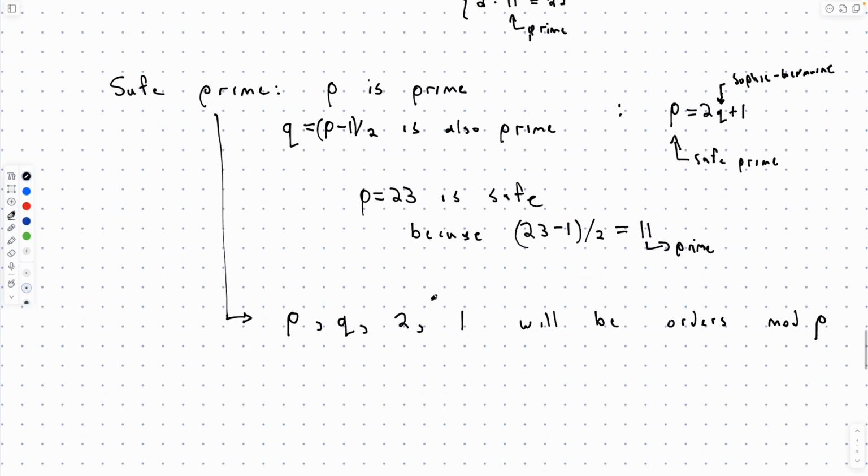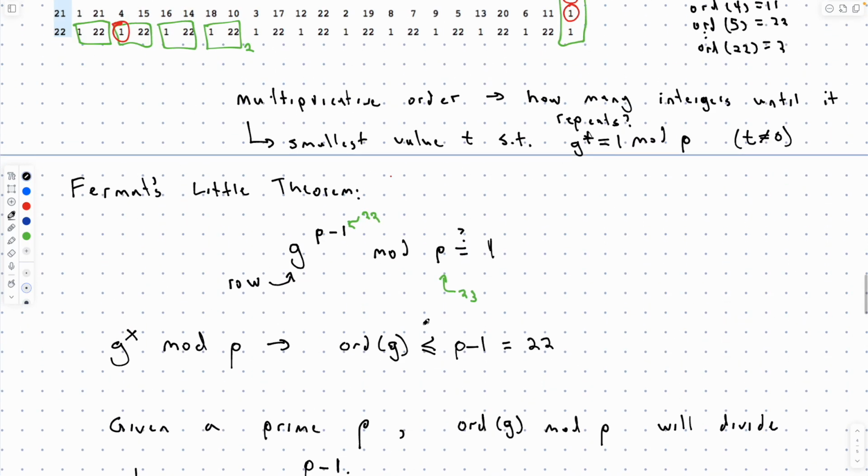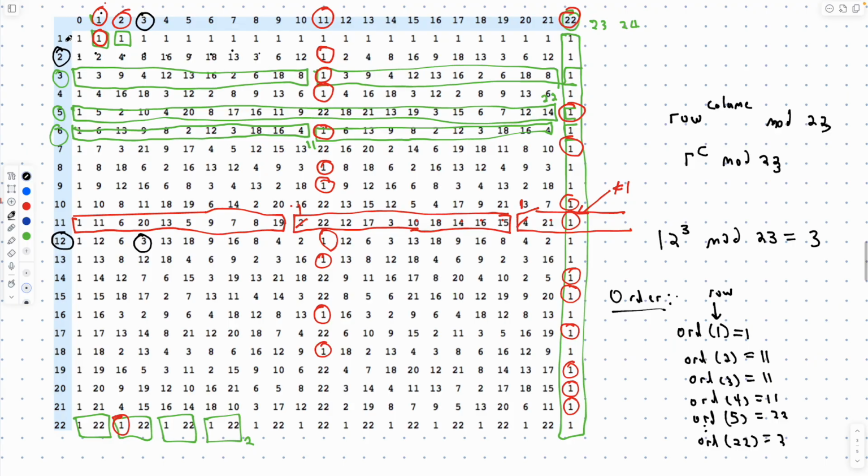Okay, these two cases, 1 and 2, we call sort of a degenerate case. The group that's order 1 will always be the first thing. Okay, 1 times 1 times 1 times 1 is always going to be equal to 1. And the thing that's order 2 will always be the last row. Everything else in the middle will either be order 11 or 22.